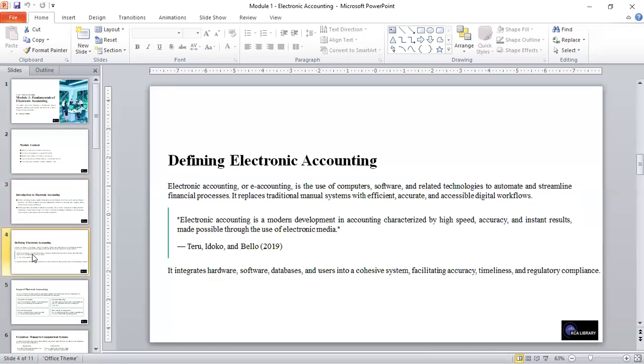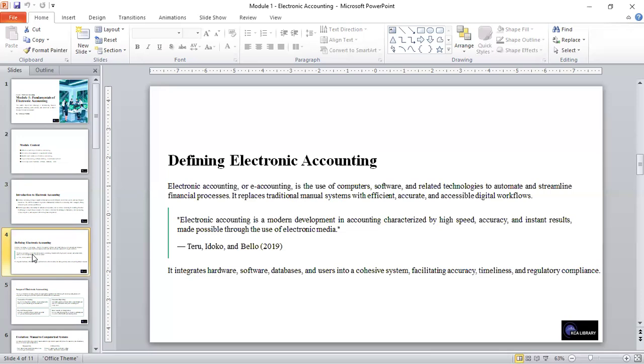And by definition, we look at electronic accounting, which is also called e-accounting, to be the use of computers, software, and related technologies to automate and streamline financial processes. And this actually replaces the traditional manual system with efficient, accurate, and accessible digital workflow.